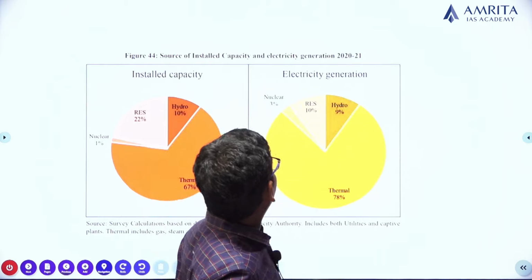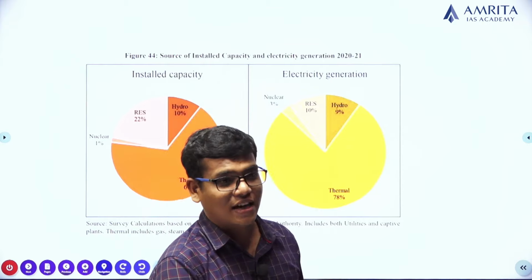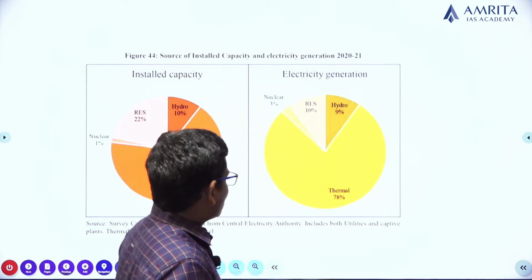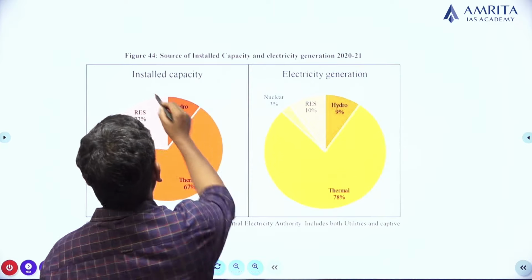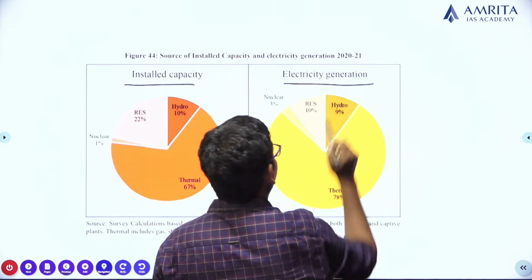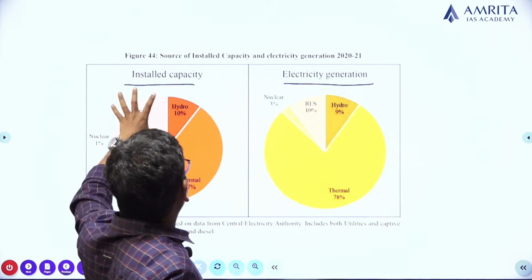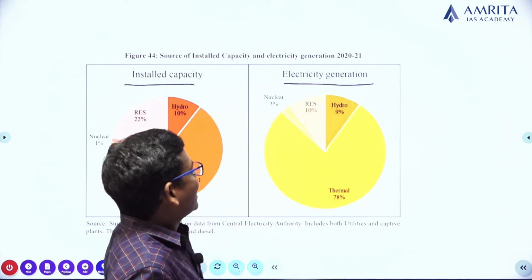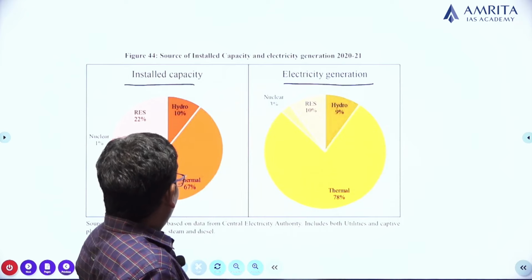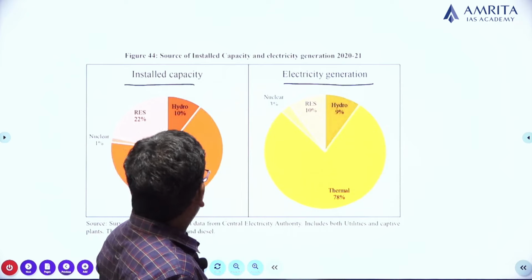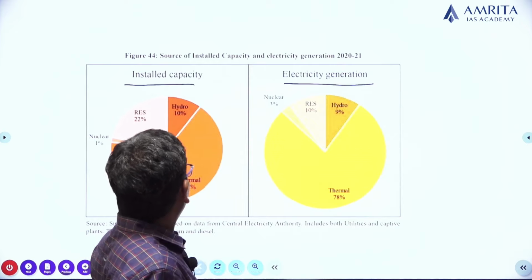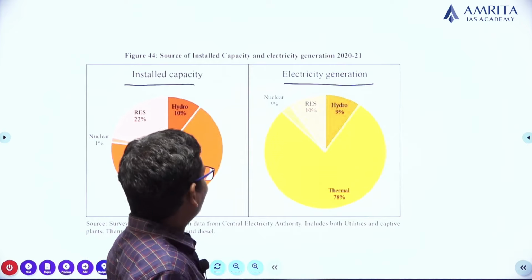Sources of installed capacity and electricity generation, again very important. What is the installed capacity? What is the electricity generation? Installed means how much we can generate. Electricity generation is how much we are actually generating. In our total capacity, 67% is thermal, renewable is 22%, hydro is 10%, nuclear is 1%.